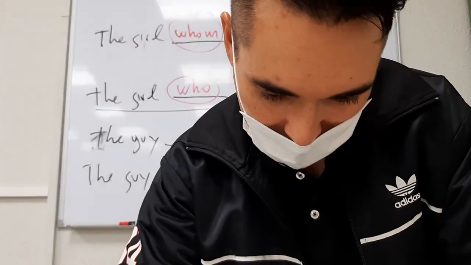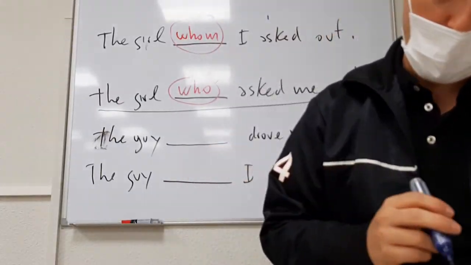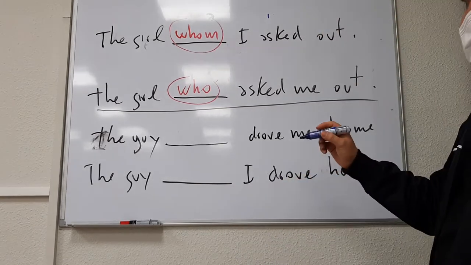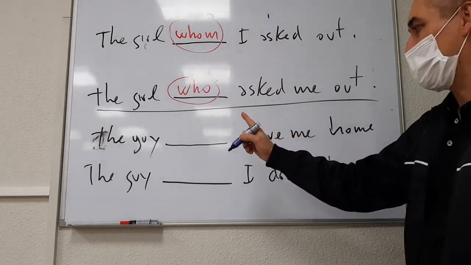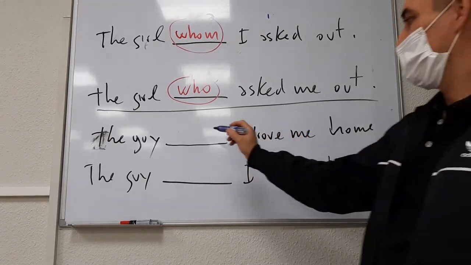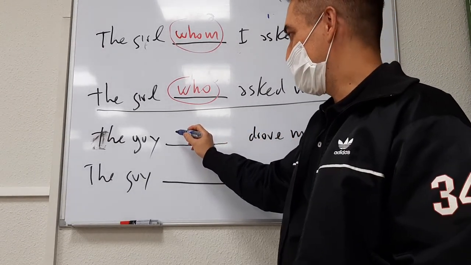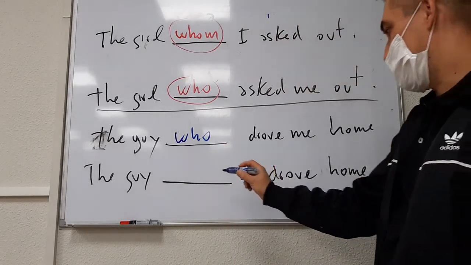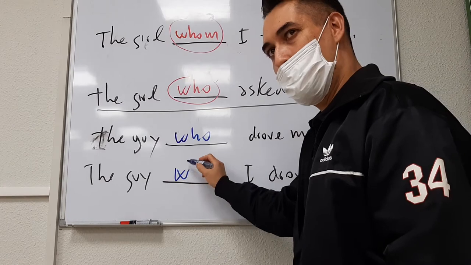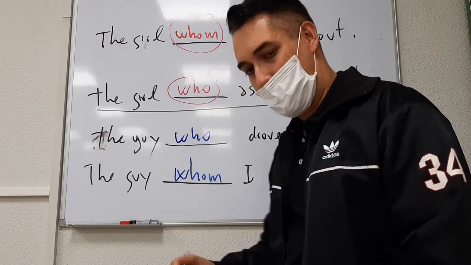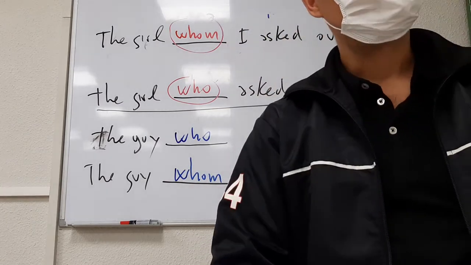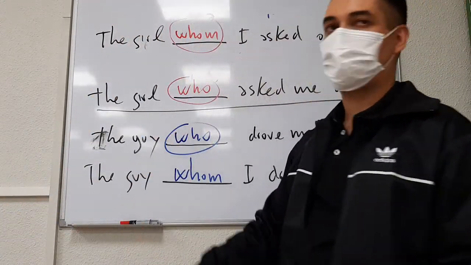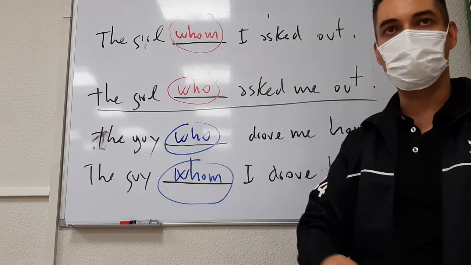So what would you say? In which one do you need to say whom? In which one do you need to say who? The guy who or whom drove me home? With or without M? Without. Very good. The guy who drove me home. And the guy whom I drove home. Now, why? One person, please explain why sometimes we say who, sometimes we say whom.